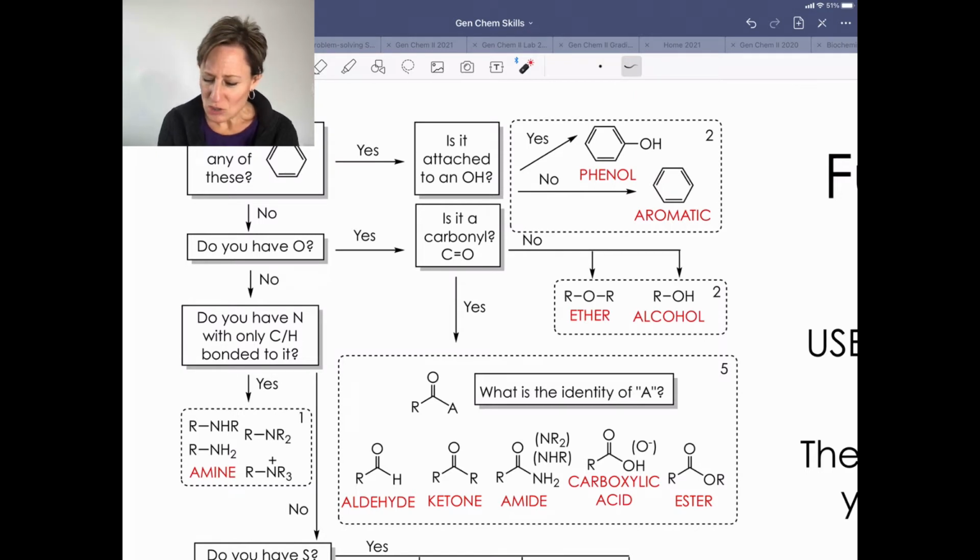If you do, you want to ask, do you have an OH attached to it? If you do, that's what we call a phenol. If it's not, it's just an aromatic group, okay? This is going to be a really important piece to look at. A C double bonded to an O. This is what's called a carbonyl group.